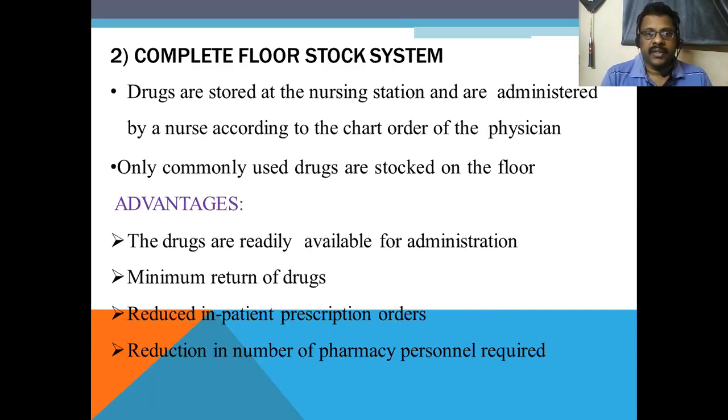Next method is the complete floor stock system or floor stock drug distribution system. Here floor stock means we don't always depend on the main pharmacy. In every ward, there will be a satellite pharmacy that will maintain floor stock. That will be under the control of the nursing stations. Drugs are stored at the nursing stations and are administered by nurses according to the chart order of the physician.